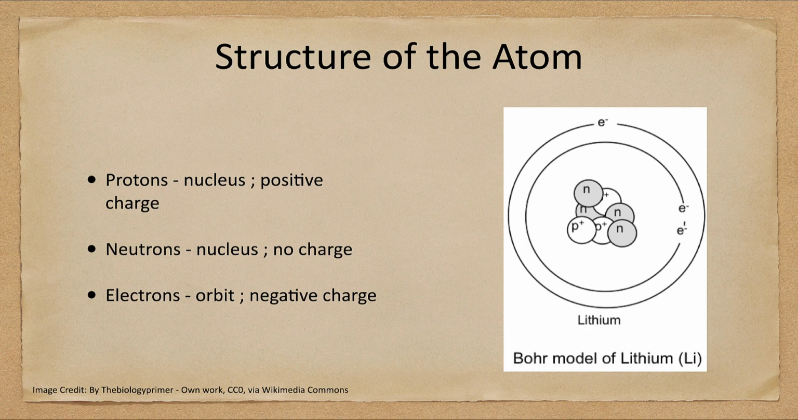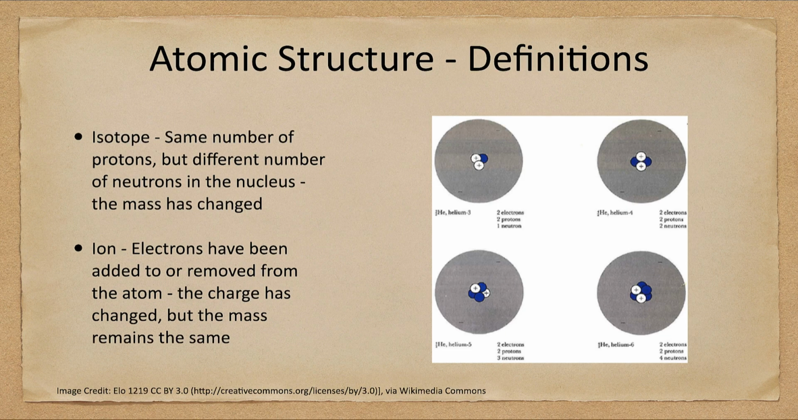Now this is not to scale. This would be vastly different. The nucleus is incredibly tiny compared to the orbits of electrons. Now let's look at a few definitions here that we need to learn. We want to look at isotopes and ions.